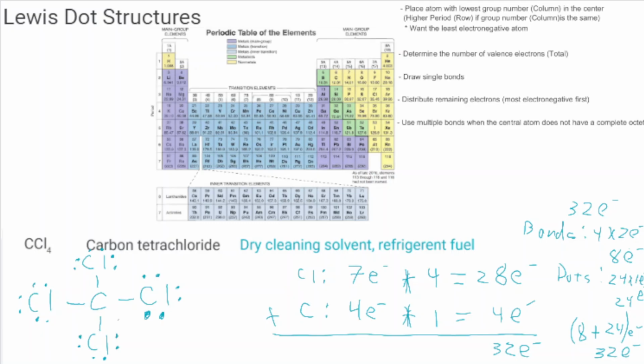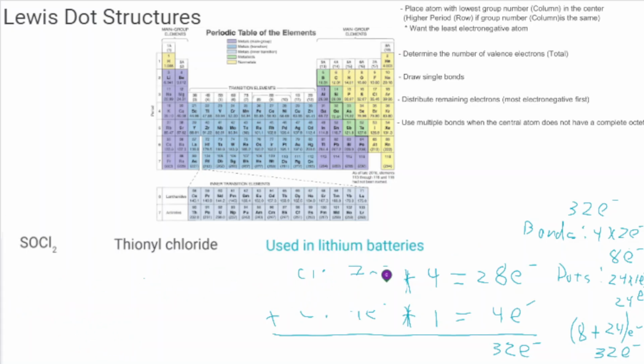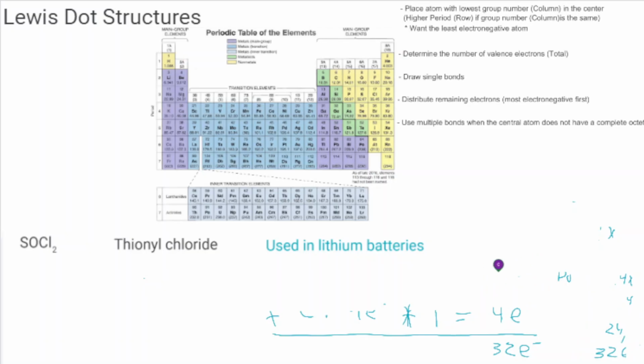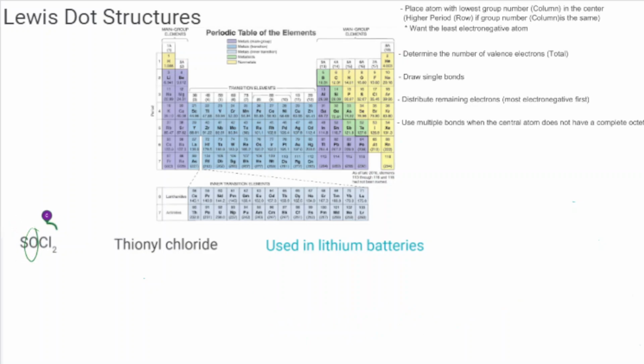All right. And then for our next example, we are going to take a look at thionyl chloride. So thionyl chloride is SOCl2. It's commonly used in lithium batteries. It's the positive electrode or cathode. And for this one, we have three species to look at. We have the sulfur, oxygen, and chlorine.